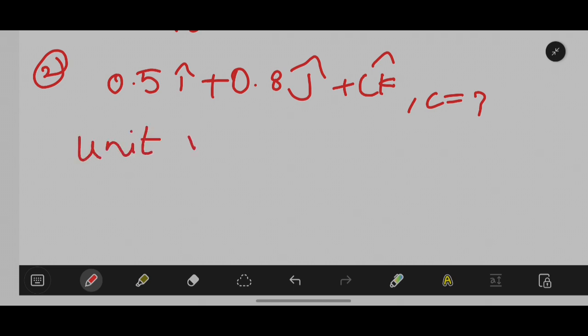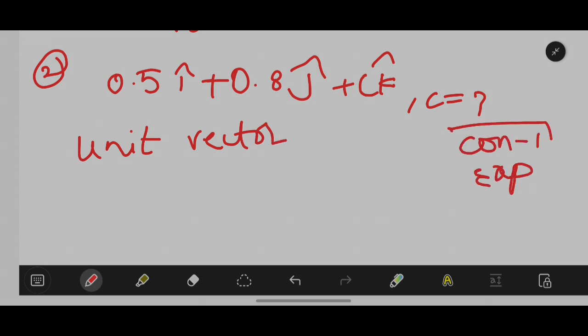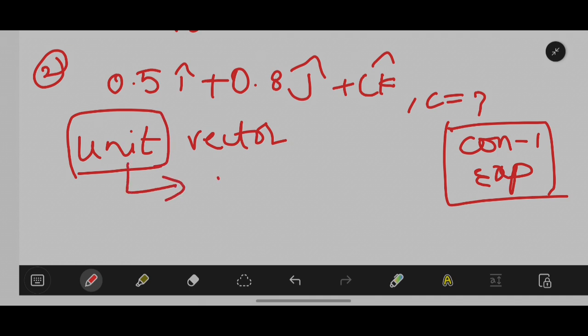It is written as unit vector. In the concept 1 explanation video, I have already told the definitions and the types of vectors we have seen. So a unit vector is nothing but a vector whose magnitude is 1. That is important, so we are simply going to use that point here. The magnitude of this particular vector is 1.